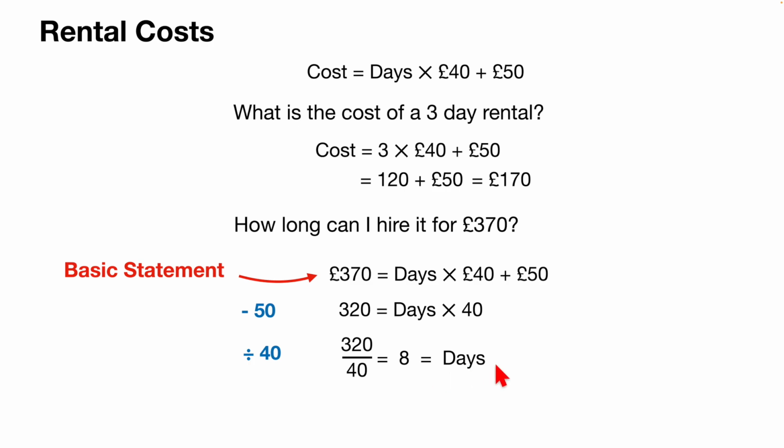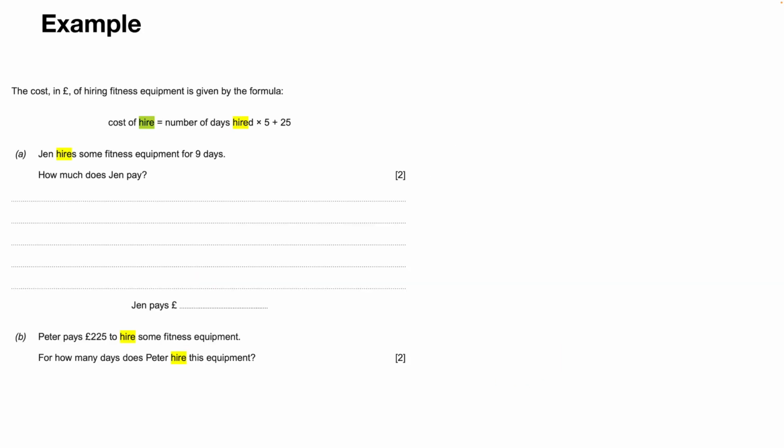So what goes wrong? Well, students don't have a problem with this one, but they do go, I find this a bit complicated. But please just remember, you have the formula. You know the answer is 370, so just put 370 in and then work backwards to get days on its own.